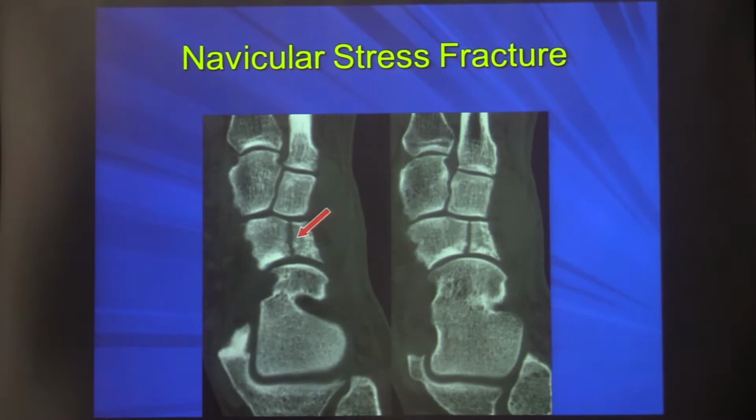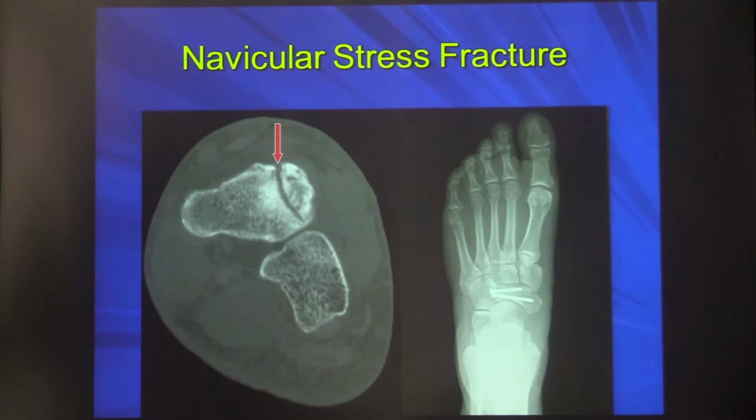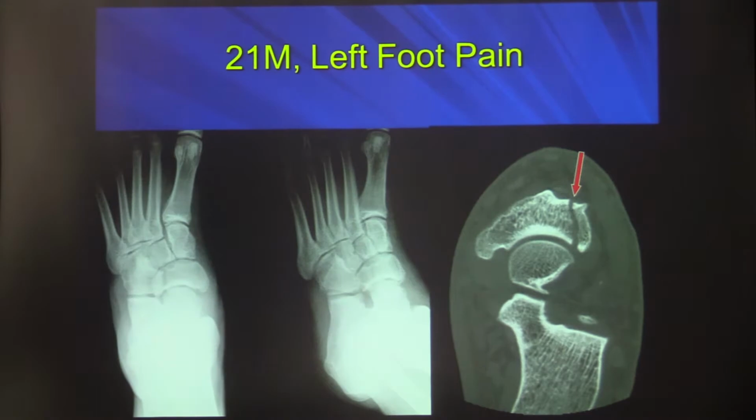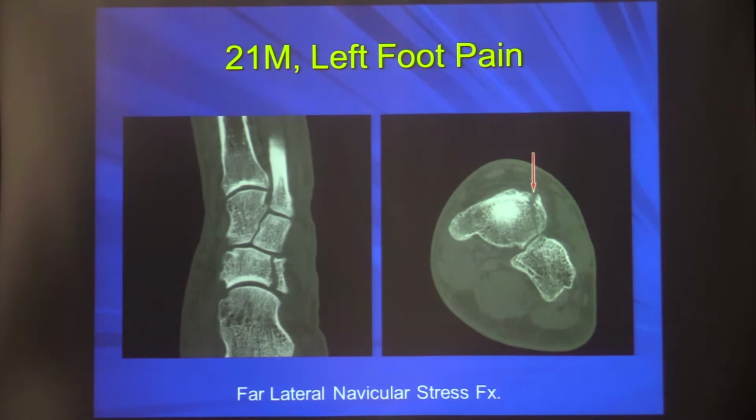This is an unusual case. This actually is the last case with the navicular stress fracture again. And this is an unusual case of a very far lateral navicular stress fracture. And here again is the tuberosity of the navicular where the PTT inserts. Here we're way off to the side. Kind of an unusual case based on location. Same patient, shows you the appearance on short and long axis images.